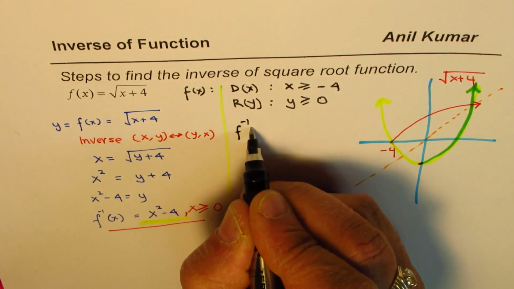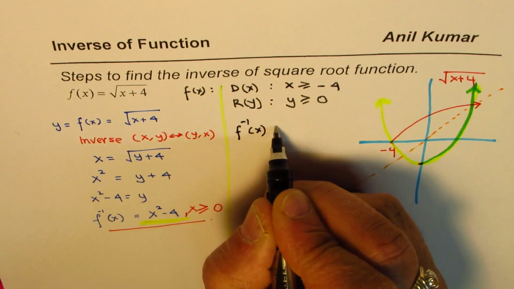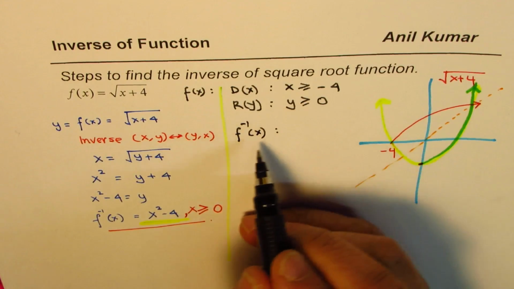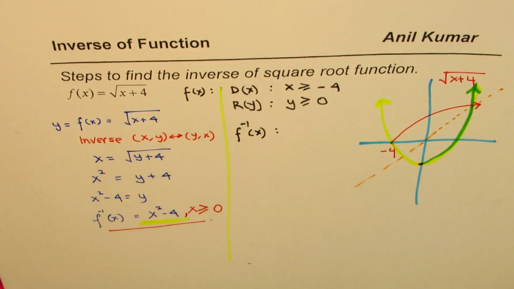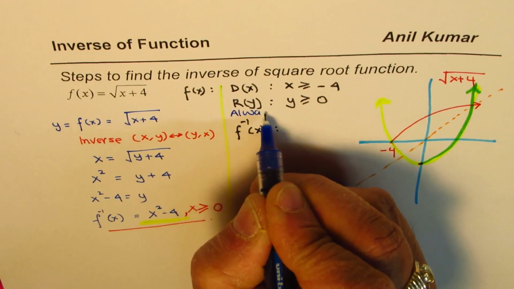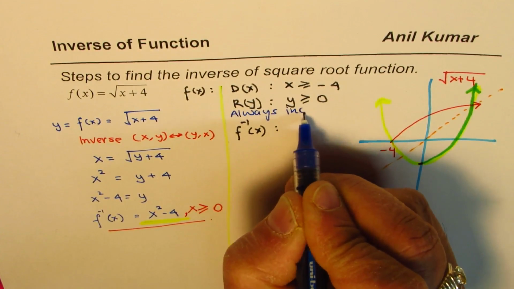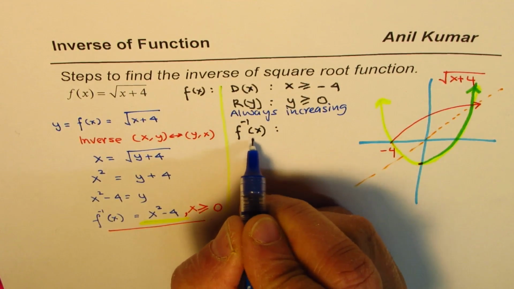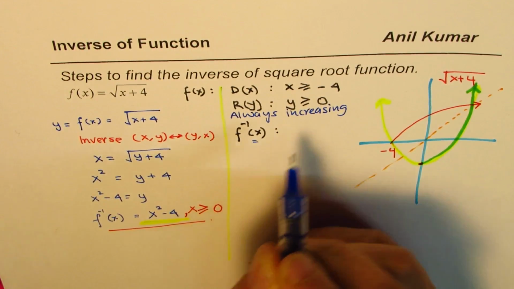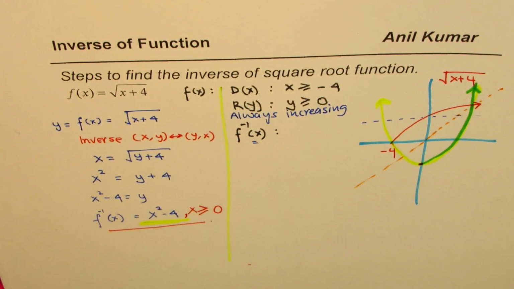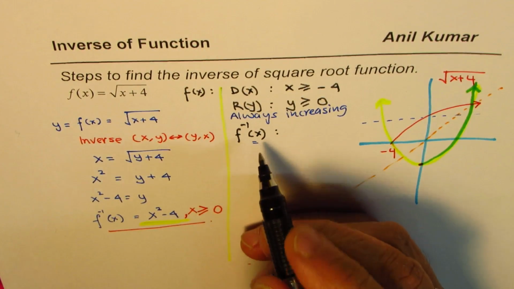How about inverse of this function? Now since this function is always increasing, right? Inverse has to be a function, right? Important. This function is always increasing. And therefore, inverse is a function. Therefore, I have written like this, right? If you draw a horizontal line, it passes that test. So, inverse has to be a function.